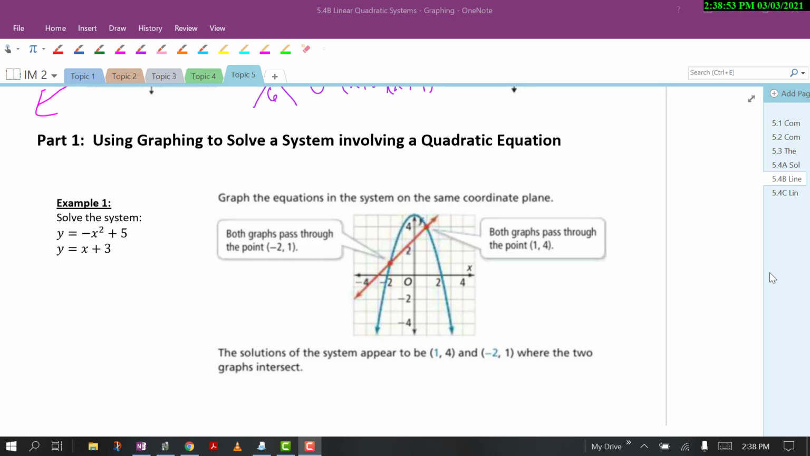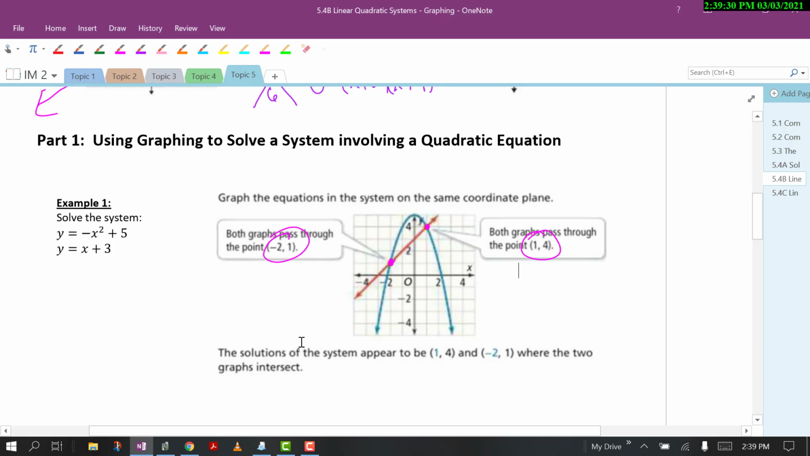Now here, hopefully, this is pretty straightforward for you. Where they intersect, where the line, the red, intersects the blue, are those 2 points. And they're integer points, so they should be easy. So (-2, 1) is one of our solutions, and our other solution is (1, 4). We didn't have to eliminate variables. We didn't have to do all this crazy stuff. It's just there. So if we were to solve this by substitution, we'd have our x values of 1 and -2. Then we'd substitute those in and get our y values.